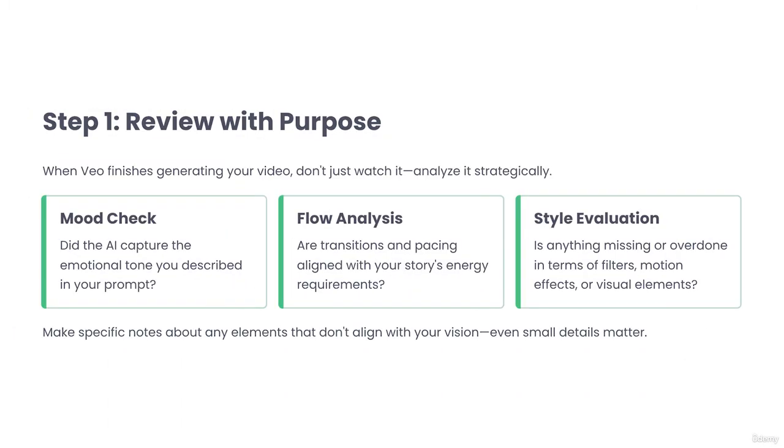Step 1. Review with purpose. When Veo finishes generating your video, don't just watch it, analyze it. Ask, did the AI capture the mood I described? Are transitions and pacing aligned with the story's energy? Is anything missing or overdone, like filters, motion, or effects? Make note of anything that doesn't feel right, even small details.